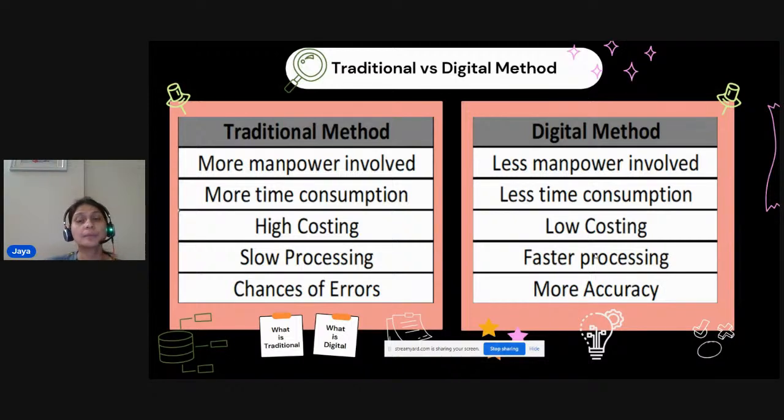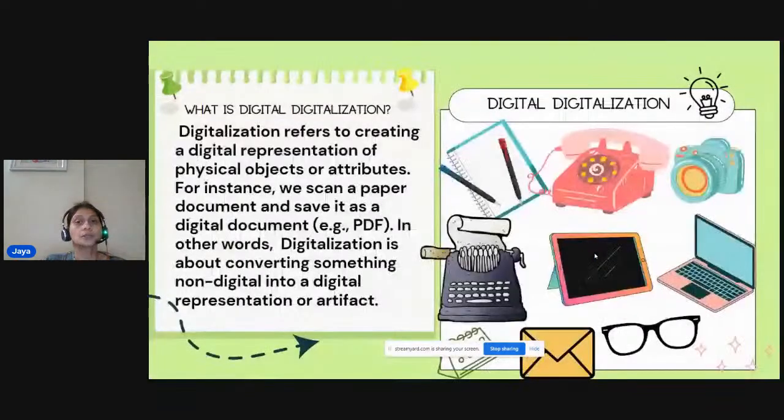In a traditional method, the costing is really very high, but in a digital method, it's a very low costing. The processing is very fast and it has more and more accuracy when we are using a digital method on an online platform for the business. That is why the digital method is really useful and important for businesses that are running on an online platform. Now we are going to discuss what digitalization actually is.